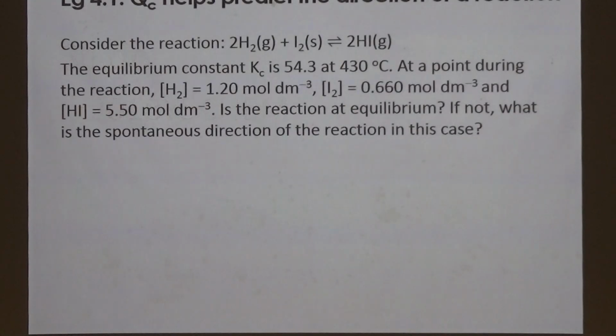So what we have found is that we use Qc to help us predict the direction of a reaction. I'd like you to consider a particular reversible reaction. I give you the equilibrium constant Kc is 54.3 at a temperature of 430 Kelvin. At a point during the reaction, so this need not be at equilibrium, the concentration of H2 is this, I2 is this, and HI is this concentration.